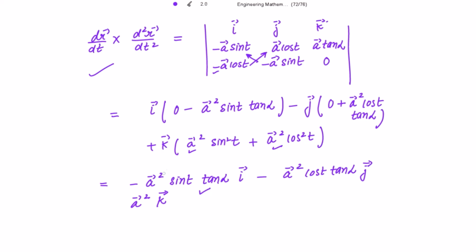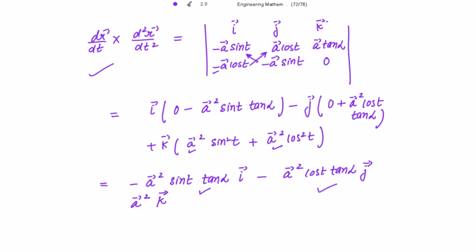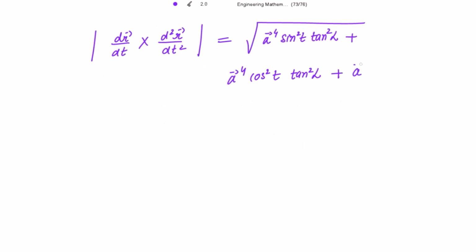So this is a to the power 4 sine square t tan square alpha, plus the square of the second component. So this is a to the power 4 cos square t tan square alpha, the square of the third component, that is a to the power 4, right? This all is under the square root.